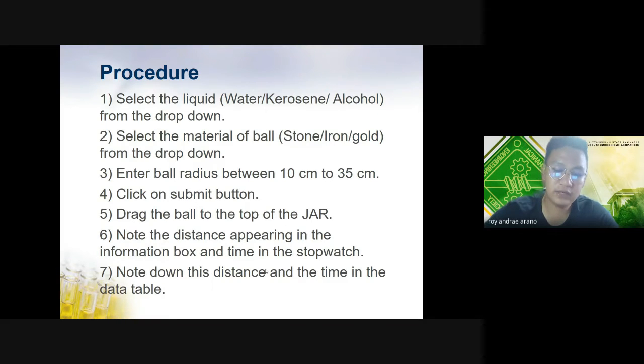In order to properly achieve the objectives of this experiment, the following procedure should be considered. Using virtual labs, select the liquid from the drop down. Select the material of the ball from the drop down and enter the ball radius between 10 cm to 35 cm. Next is to click on the submit button. Drag the ball to the top of the jar. Note the distance appearing in the information box and the time in the stopwatch, and note down this distance and the time in the data table.